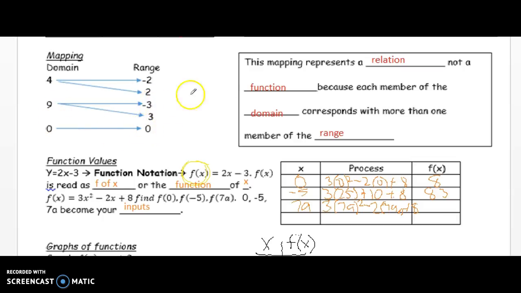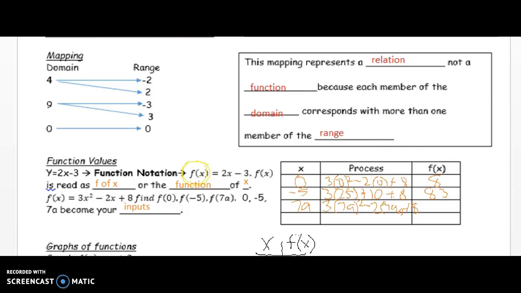0 comes out. This mapping shows a relation, which is not a function, because each member of the domain corresponds with more than one member of the range. So when I put 4 into my Coke machine, I don't know if I'm going to get a -2 or a +2. It would be like putting $1 in the Coke machine, and you don't know if you're going to get a Coke or a Diet Coke. So this is not a function because the machine is not functioning properly. We're not getting one output for each input.